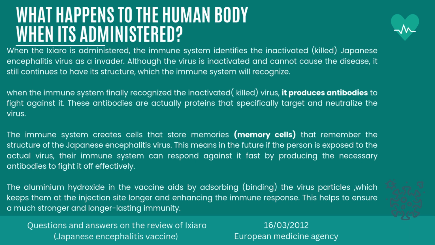Then the immune system creates cells that store memories. These cells are called memory cells. They remember the structure of the virus. This means in the future, if the person is exposed to the actual virus, their immune system will respond fast by producing the necessary antibodies to fight it effectively.